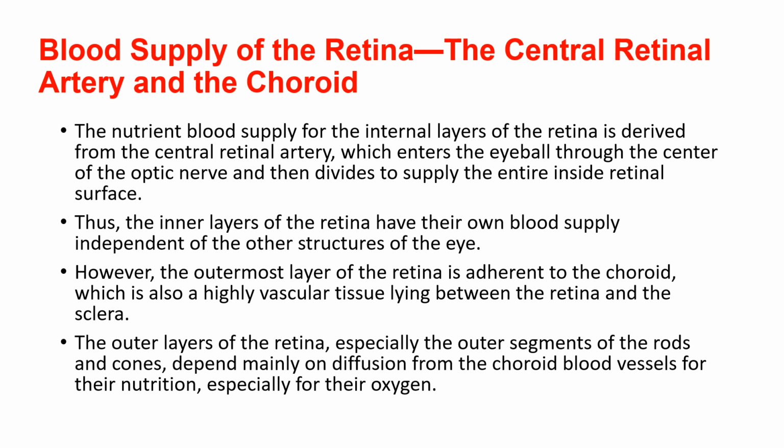However, the outermost layer of the retina is adherent to the choroid, which is also a highly vascular tissue lying between the retina and the sclera. The outer layers of the retina, especially the outer segments of the rods and cones, depend mainly on diffusion from the choroid blood vessels for their nutrition, especially for their oxygen.